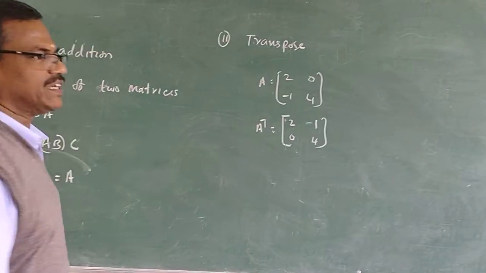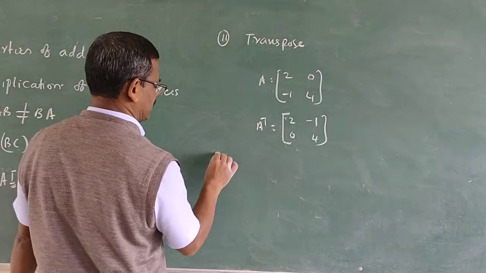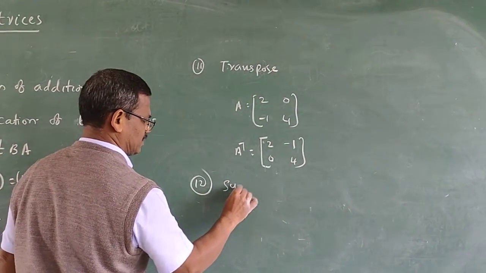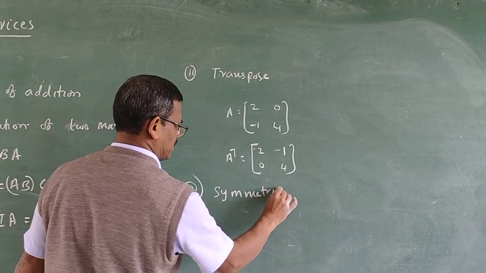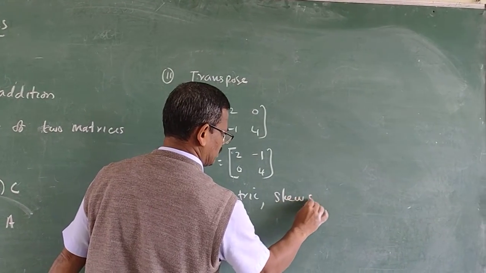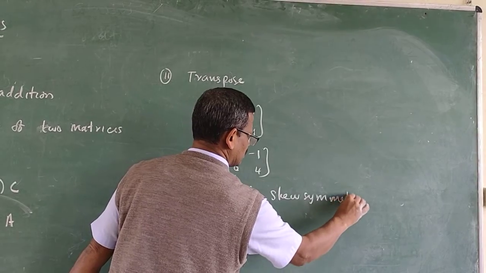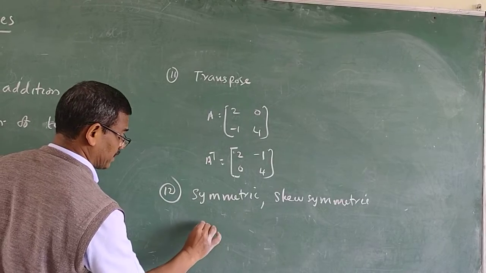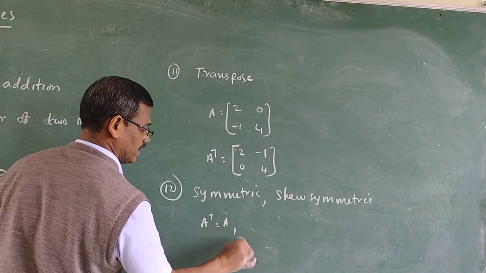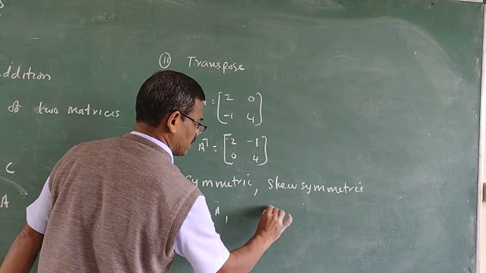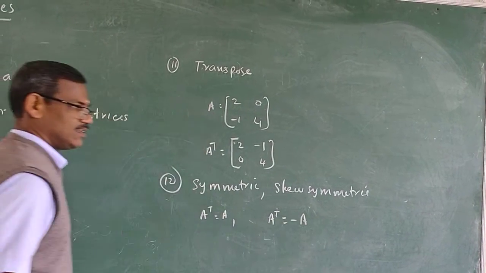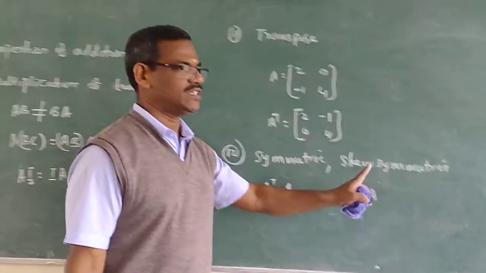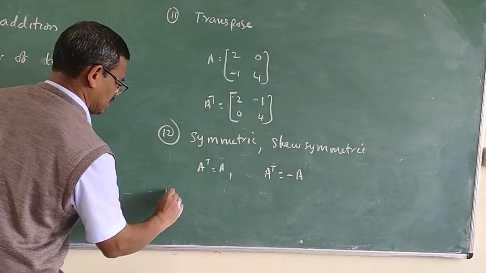So rows and columns are interchanged to get the transpose. And another property is symmetric and skew symmetric matrix. A square matrix is said to be symmetric if A transpose is equal to A. A square matrix is said to be skew symmetric if A transpose is equal to minus A.